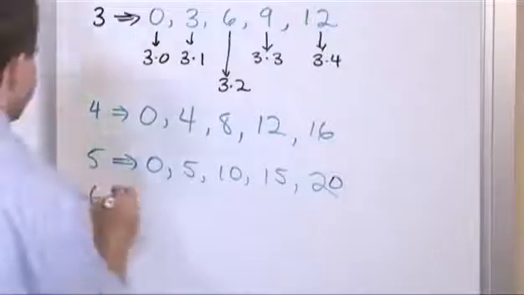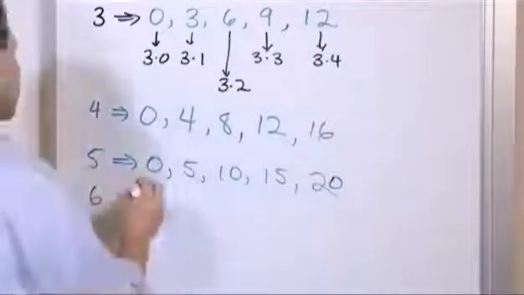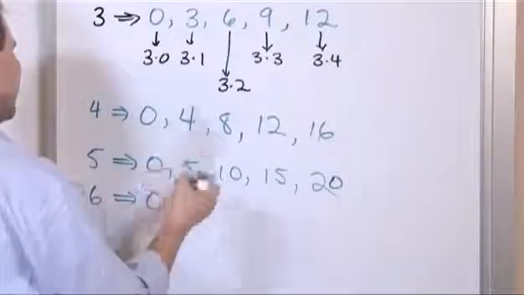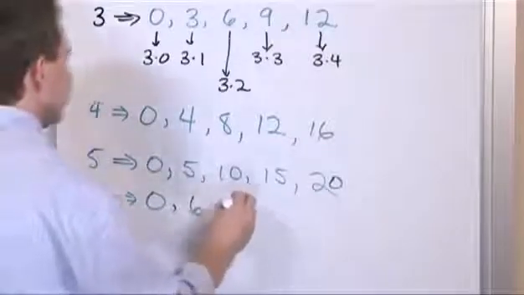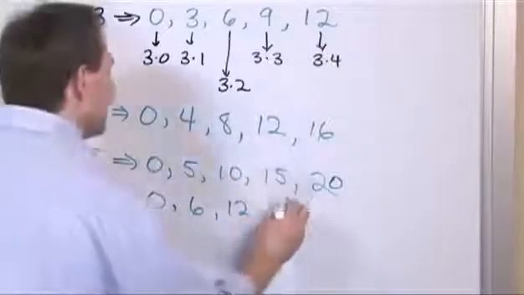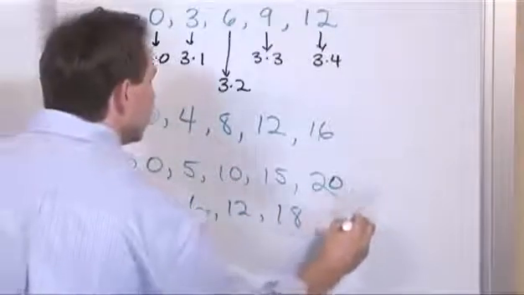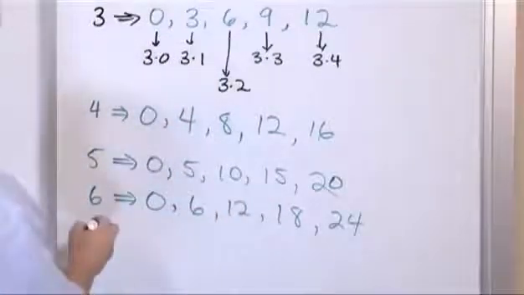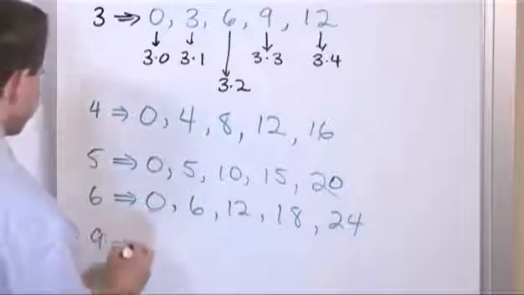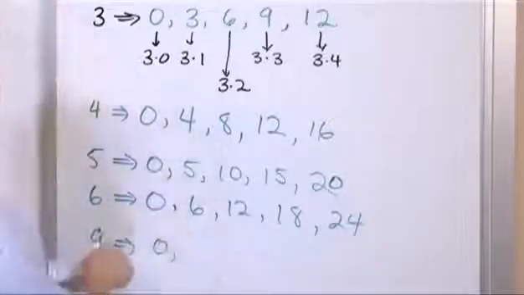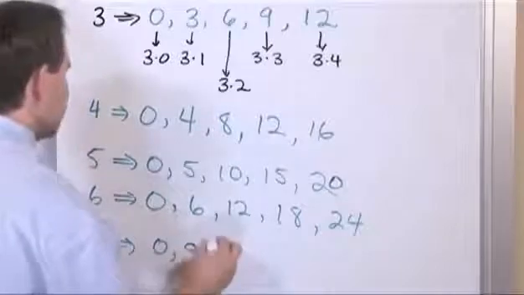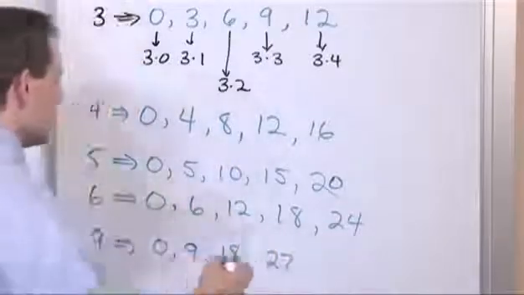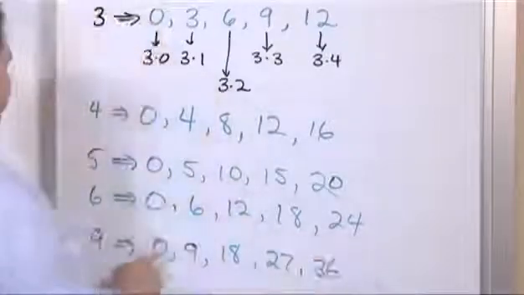What about multiples of 6? You've got 6 times 0 gives us 0. 6 times 1 is 6. 6 times 2 is 12. 6 times 3 is 18. 6 times 4 is 24. So you have 0, 6, 12, 18, 24. You're just multiplying by numbers. What about 9? Start with 0. 9 times 0 is 0. 9 times 1 is 9. 9 times 2 is 18. 9 times 3 is 27. 9 times 4 is 36. So you're counting by 9s.